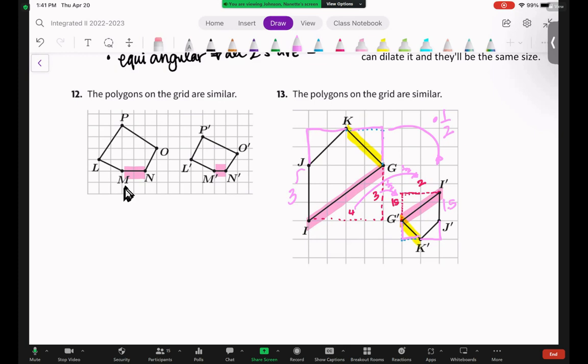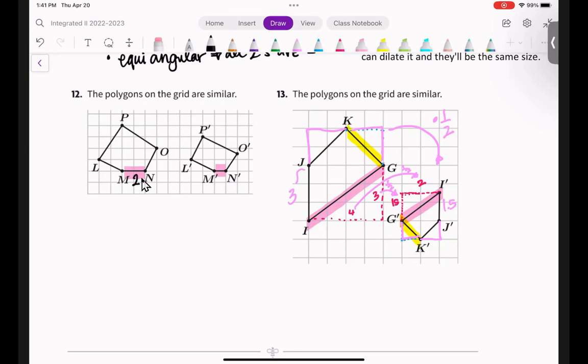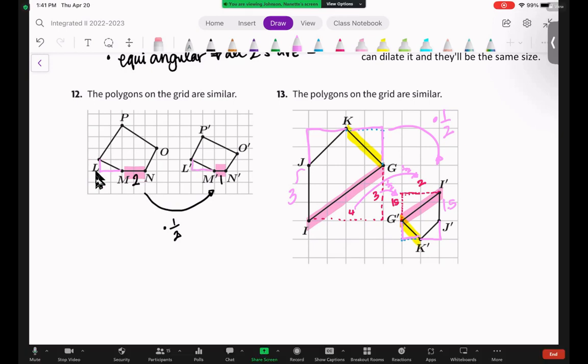Thank you. Okay, so now I notice MN is 2 units long, and N prime is 1 unit long. So it looks like, again, that scale factor is 1/2. Everybody good? So here, if you look at this little triangle here, this is 1, 2. But if you look here, it's the same. From LM to L prime M prime, it's the same. They didn't take half of it. So this is a no.